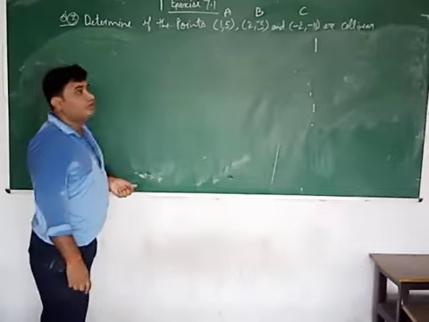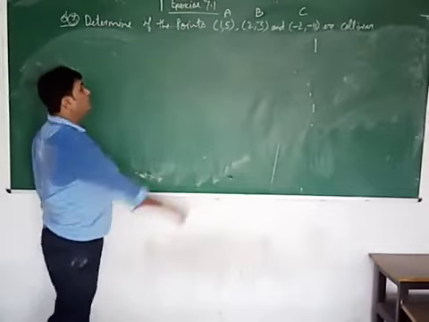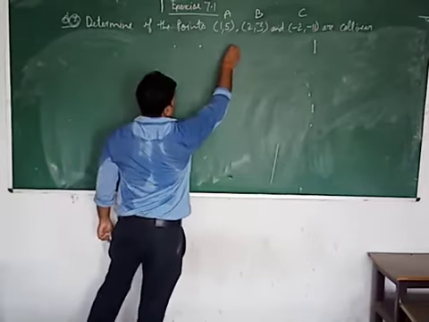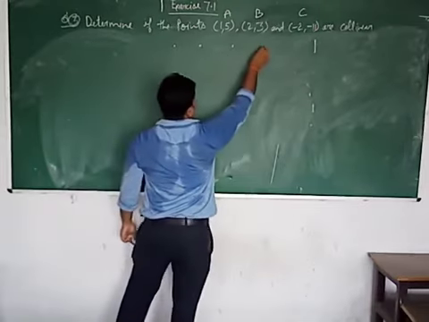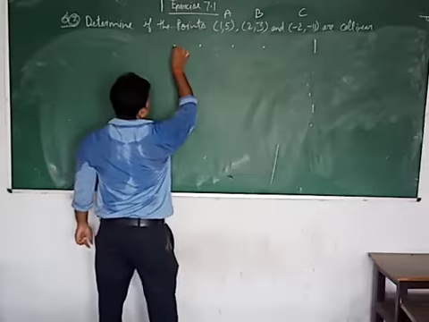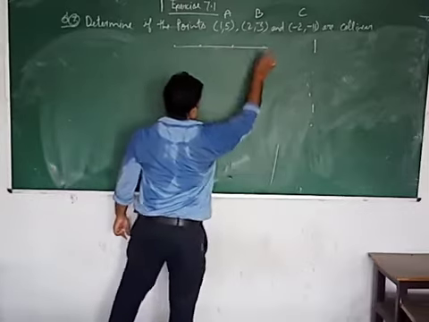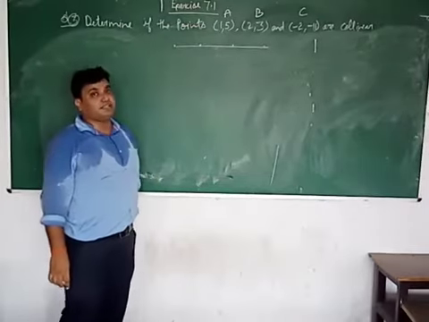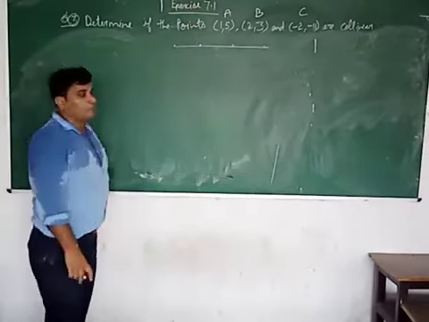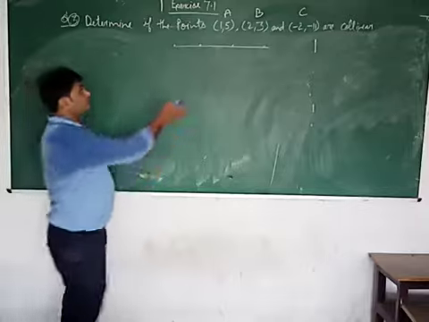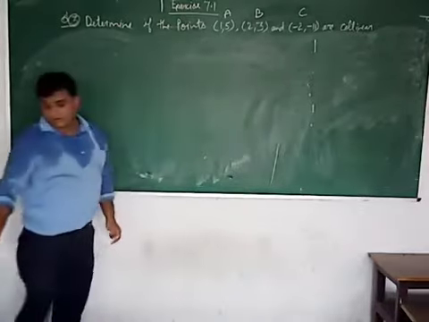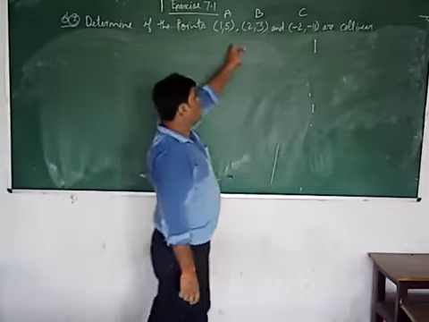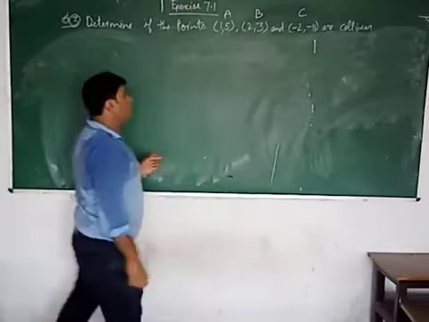First you should know the meaning of collinear. If some points are given, suppose 2, 3 or 4, and all these points lie on the same line, these are known as collinear points. Now in this question you have to determine whether these are collinear. How will you solve this?